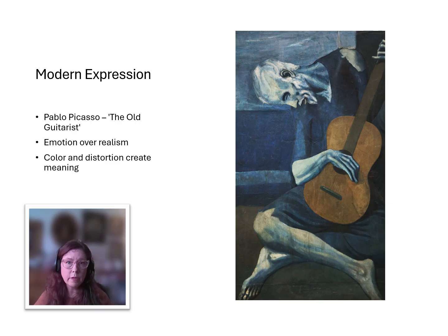Emotion does. So the distortion of the body, the unnatural proportions, the limited color palette, those are not mistakes. They are choices. They are tools that are used to create meaning. And this is where we see one of the most important shifts in modern art. Art is no longer about representing the external world. It's now about expressing an internal experience. What does something feel like? Not just what does it look like.